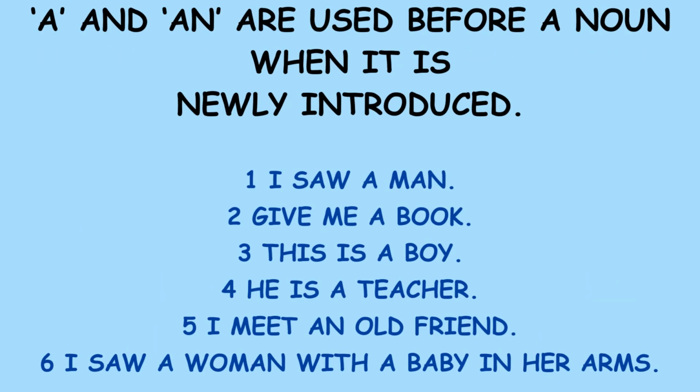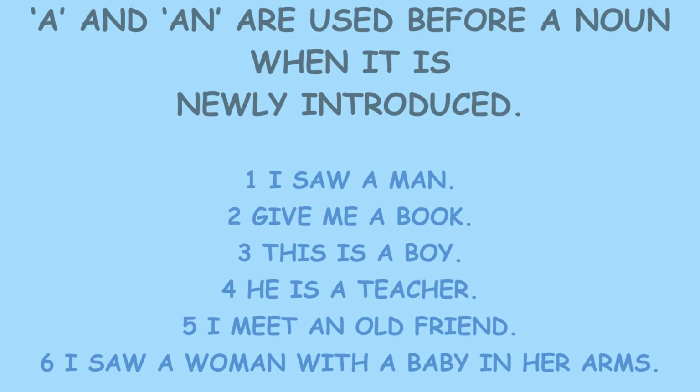Articles a and an are used before a noun when it is newly introduced or when it is mentioned for the first time. For example, I saw a man. Give me a book. This is a boy. He is a teacher. I meet an old friend. I saw a woman with a baby in her arms.